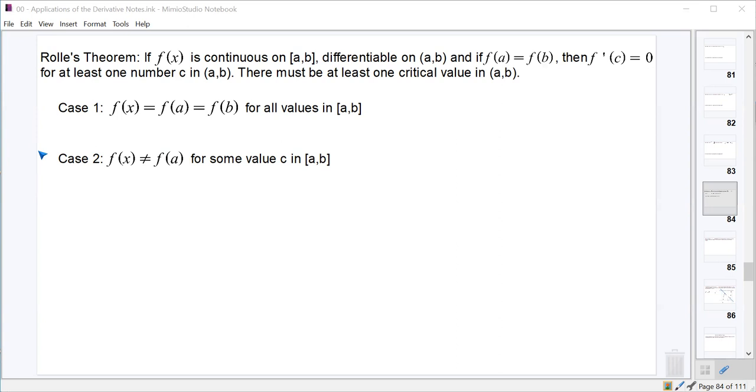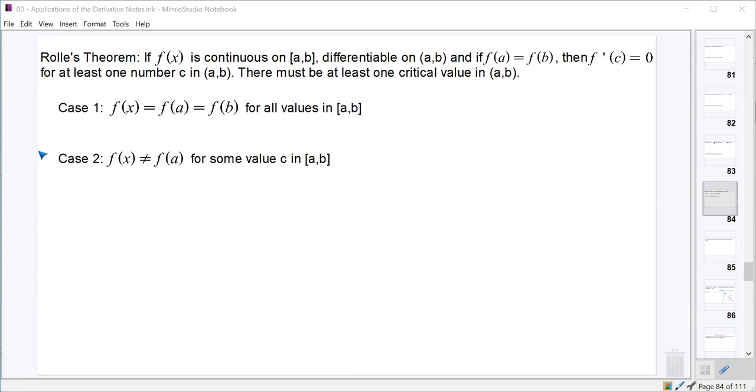Rolle's theorem states that if you have a function f that is continuous on the closed interval from a to b, that is also differentiable on the open interval from a to b, and also that the value f of a is equal to f of b, then it is guaranteed that the derivative of f at some c value must equal 0, or at least some number c on the open interval from a to b.